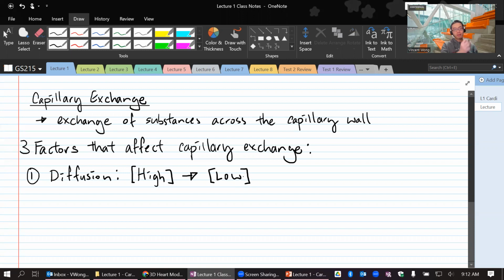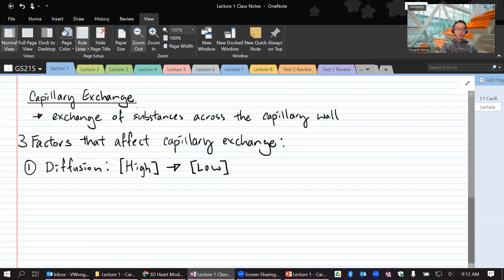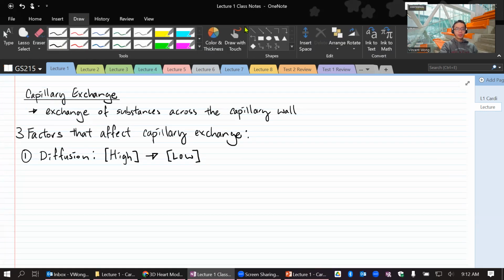Say you open a bottle of perfume at the back of the classroom. Eventually, the whole classroom will be able to smell it because it's naturally moving from high concentration, the bottle, to low concentration, the atmosphere. So let's illustrate this with a picture.